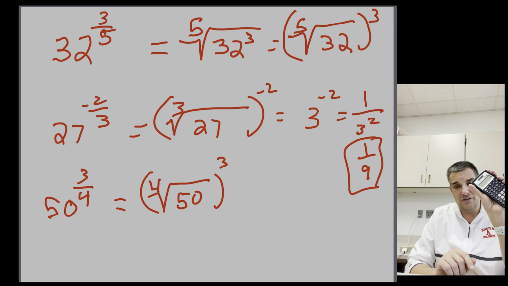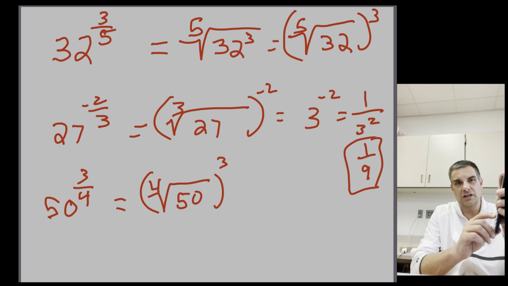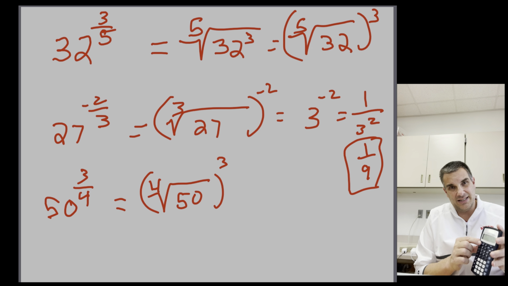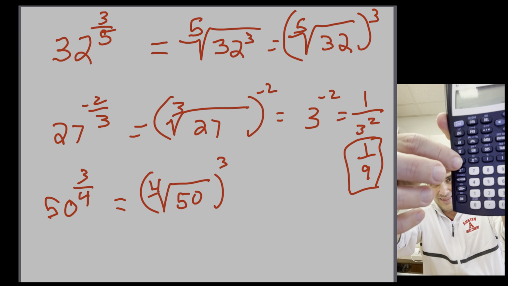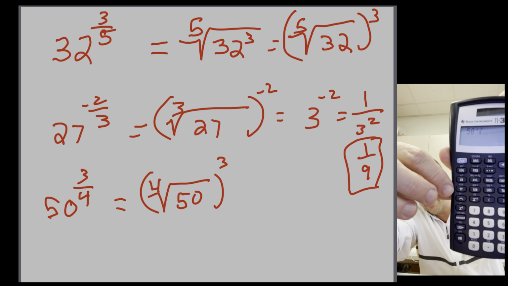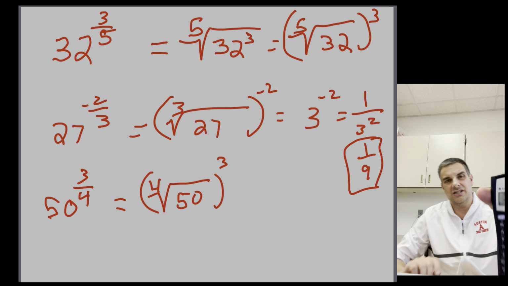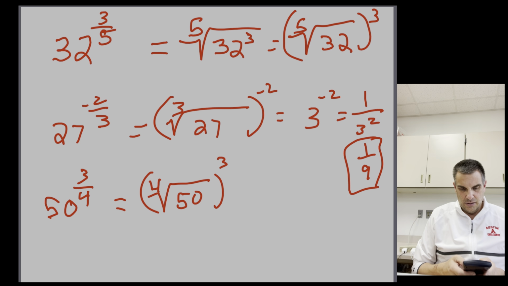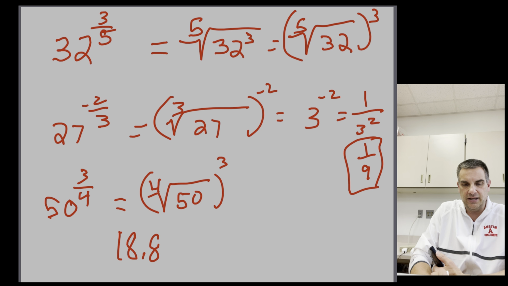Well, really what you're going to do on your calculator is you don't even need to do the 4th root of 50 cubed. You can literally punch in 50 on your calculator, and hit the caret. So you've got 50, don't hit 2nd, just hit the caret. So you've got 50 caret, and then inside of the parentheses, put 3 divided by 4, close your parentheses, and you get this is equal to approximately 18.8.